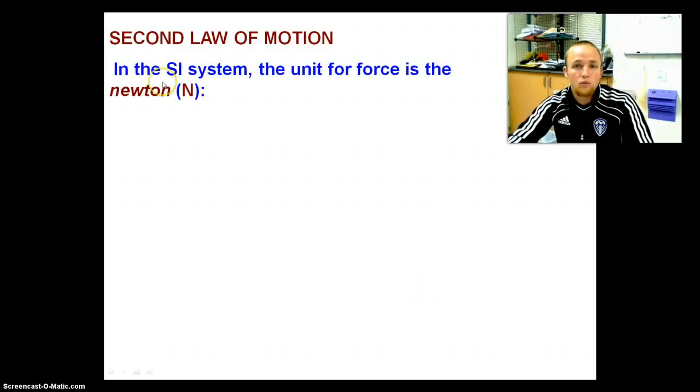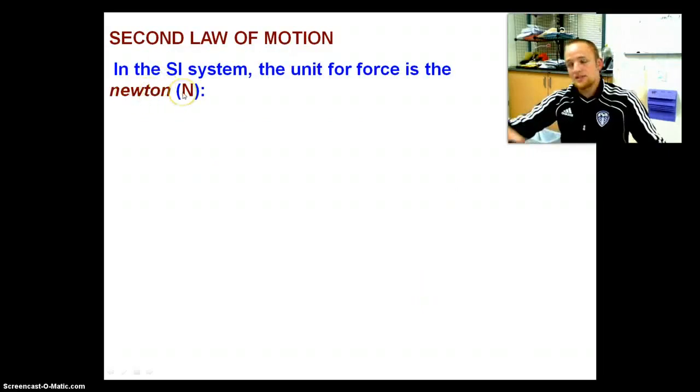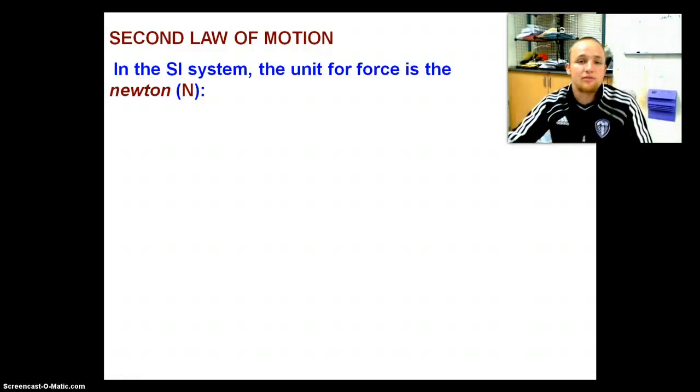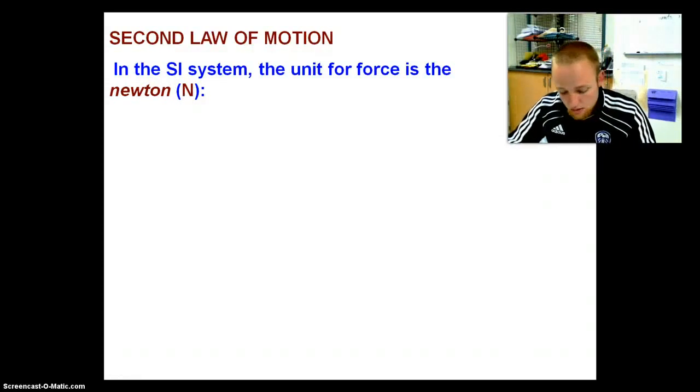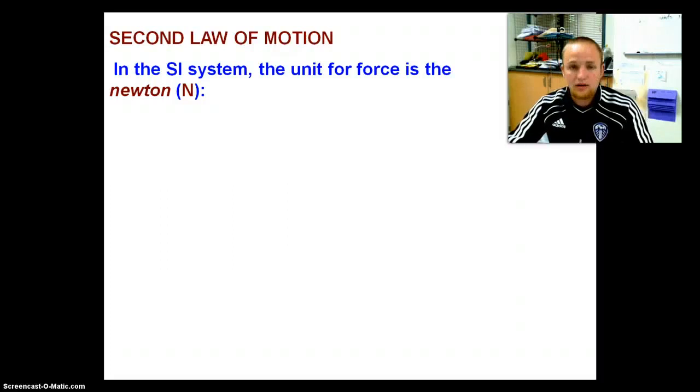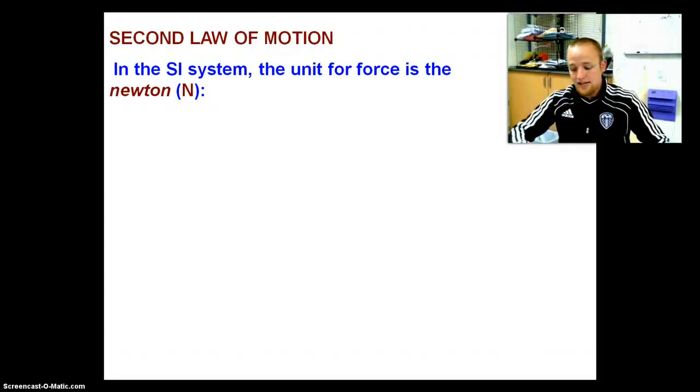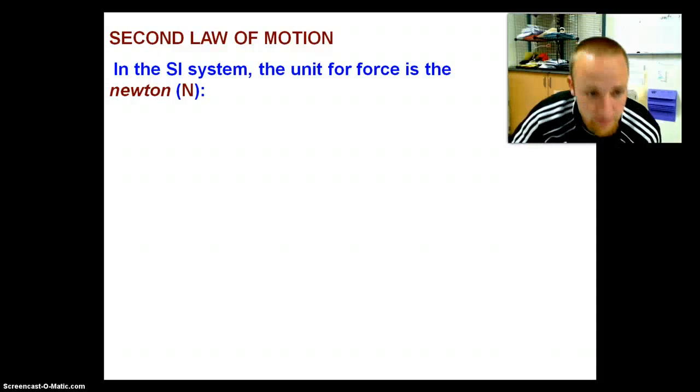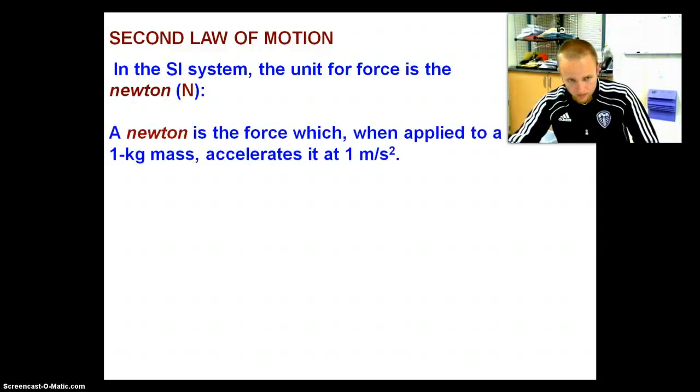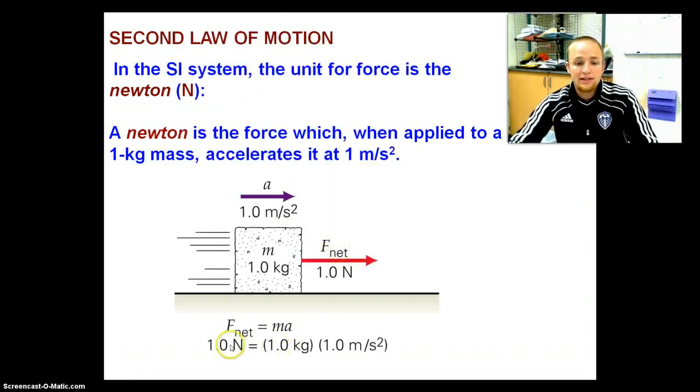Second law also involves our unit for force, the Newton. The Newton is not one of our basic units. Our basic units right now are meters, kilograms, and seconds. A Newton is a derived unit. A Newton is the force which, applied to a 1 kilogram mass, accelerates that mass at 1 meter per second squared. So a Newton is 1 kilogram meter per second squared. So we've got our 1 kilogram object here. We apply a force of 1 Newton, and it accelerates at 1 meter per second squared.